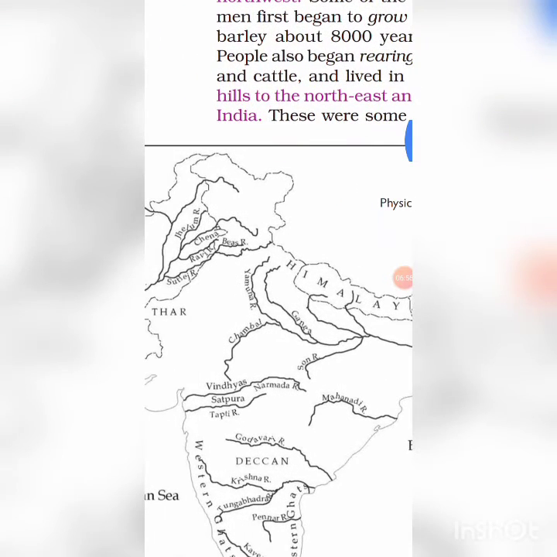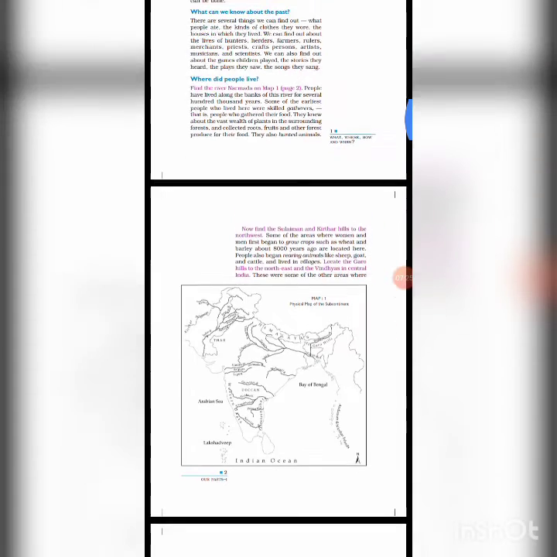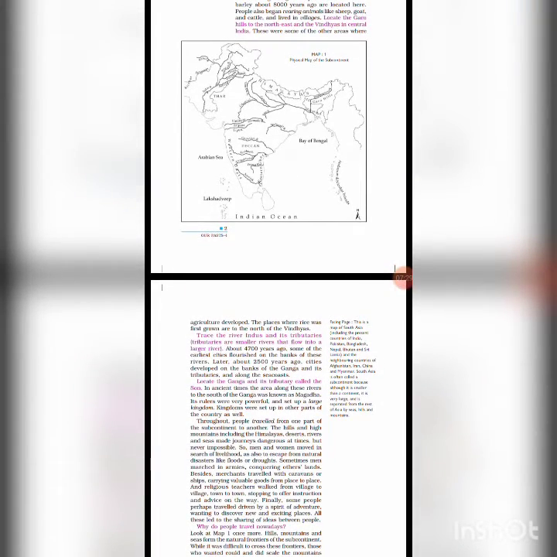After that, in the Vindhyas, located in central India, there are some areas where agriculture developed. The place where rice was grown first was the Vindhyas. About 4,700 years ago, most of the earliest cities flourished on the banks of these rivers. Later on, cities developed on the banks of most rivers, like the Ganga.